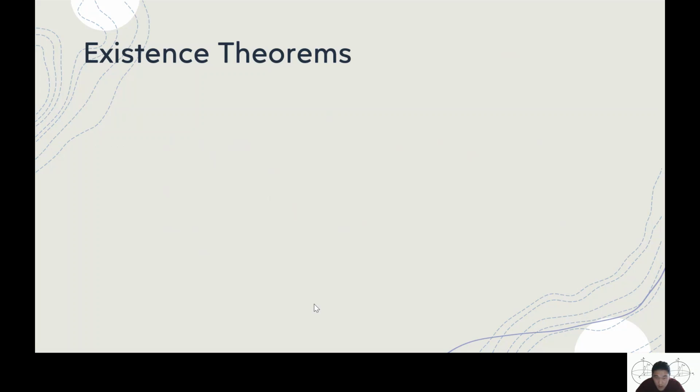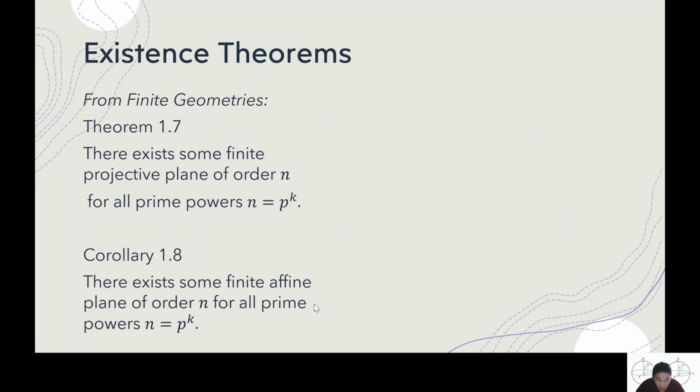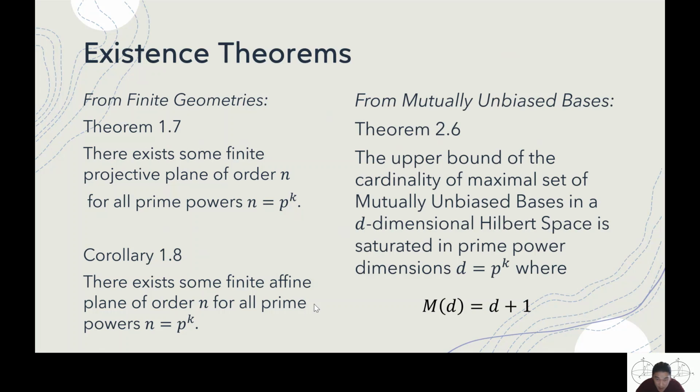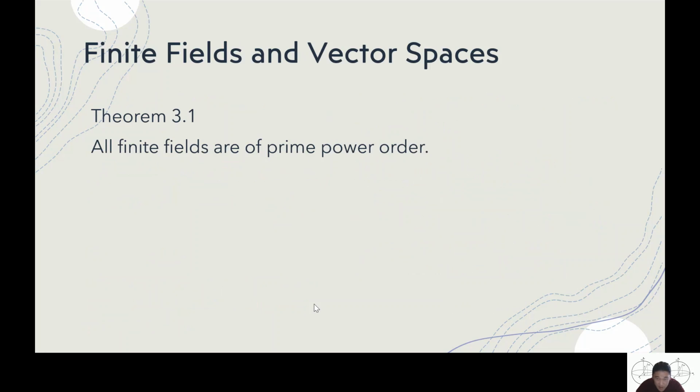So from finite geometries, we have that our theorem 1.7 states that you've got finite projective planes of order n if n is a prime power, and our corollary states that you've got affine planes of prime power order as well, if n is a prime power, right? From mutually unbiased bases, we have that the upper bound is saturated if d is a prime power too. So what is up with these prime powers?